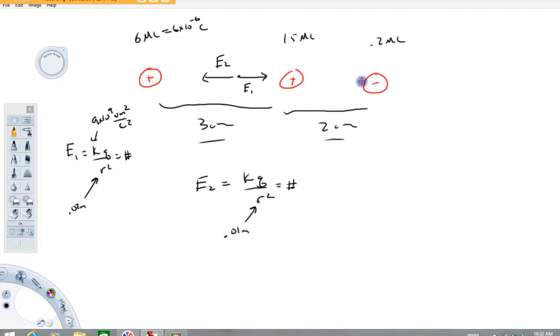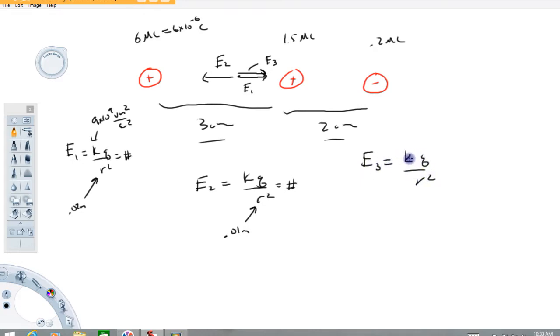Third effect, this charge will create a field here that points to the right. I'm going to call this one E3, the field produced by this charge. The field is to the right because electric fields point away from positive charge and towards negative charge. This guy's negatively charged, so the field it would produce here would be to the right. These two have nothing to do with that.